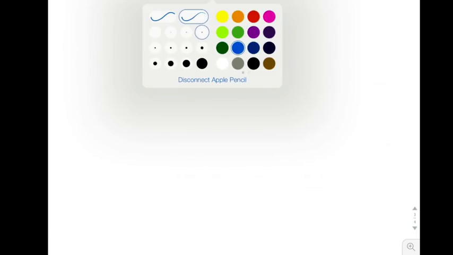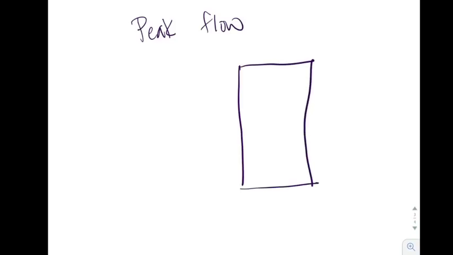So now we're going to move on to peak flow meter. And this is the PFM that we were discussing earlier. The meter is going to look a little something like this. It's got a mouthpiece down here that the patient will blow into. And then it will have a little gauge right here with numbers.